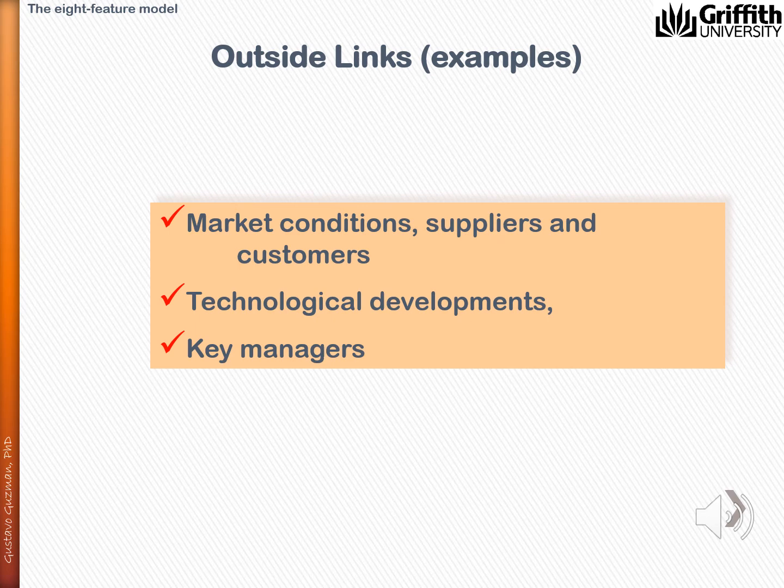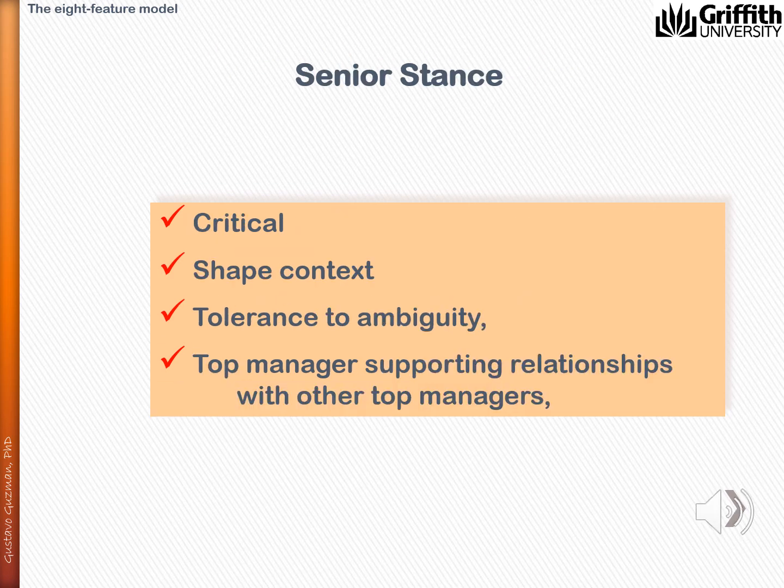Here we have additional examples of outside links that, of course, the project managers cannot control, such as suppliers' actions, customers' demands, changing market conditions, the appearance of new technological developments, or key managers changing jobs and going to other projects. These aspects are totally out of the control of the project manager. But as a project manager, you need to be aware that this may happen at any time and you need to manage these aspects.